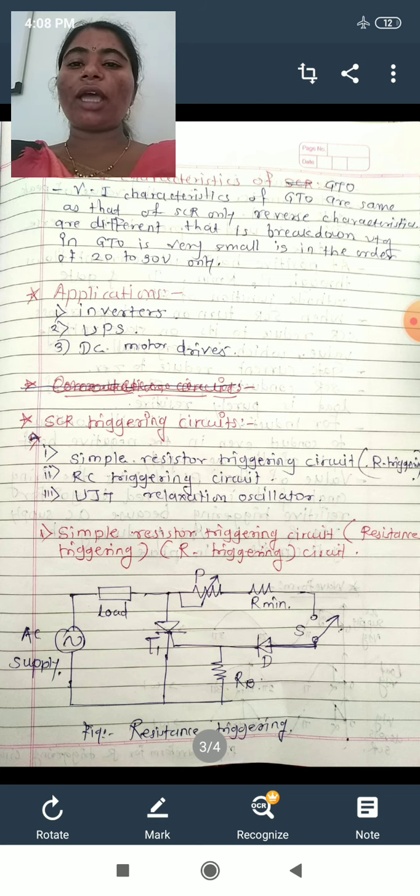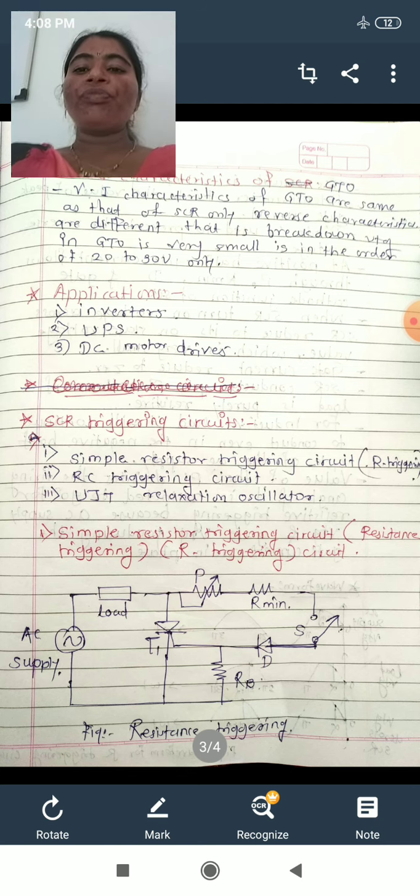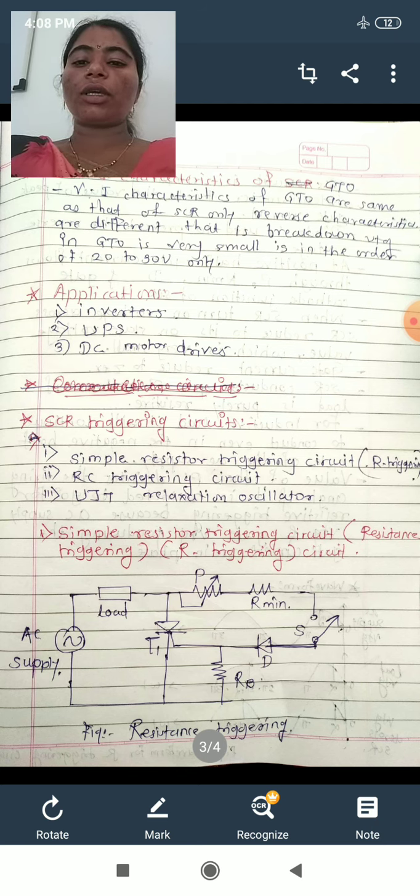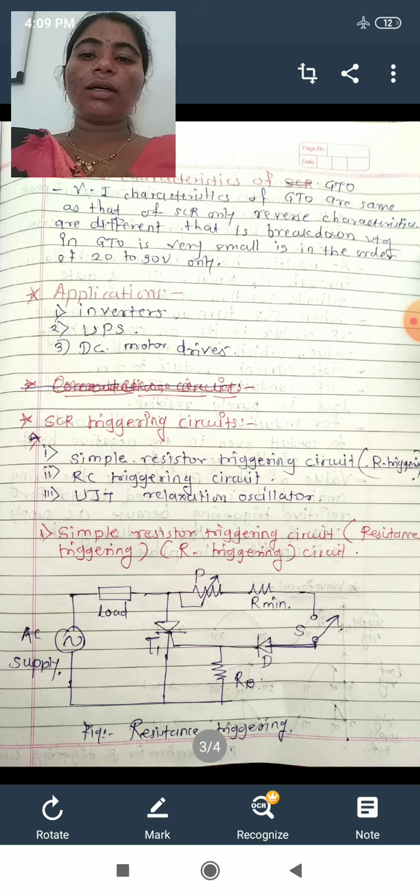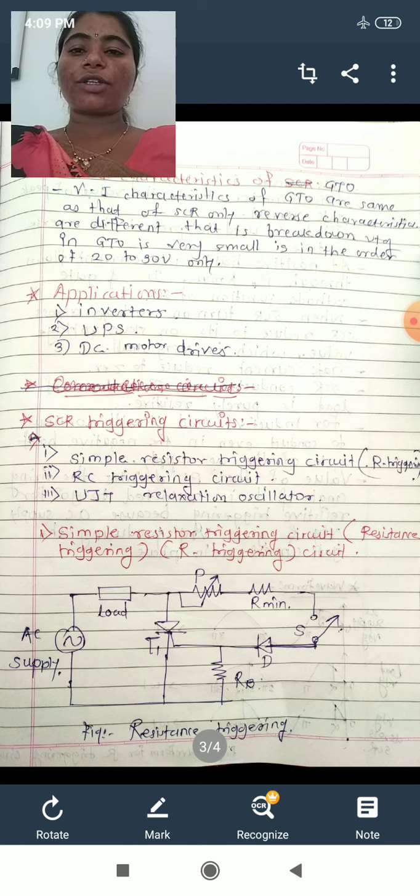Now, the next point is applications of the GTO. Which are the applications of the GTO? GTO basic applications are there. First, GTO is used in inverter circuits. Second, it is used in UPS, that is uninterrupted power supply. Third, it is used in DC motor drivers. Now this is the construction, working and applications of the GTO.